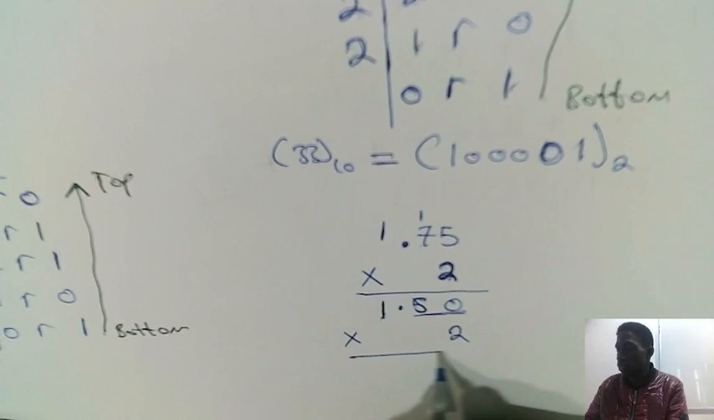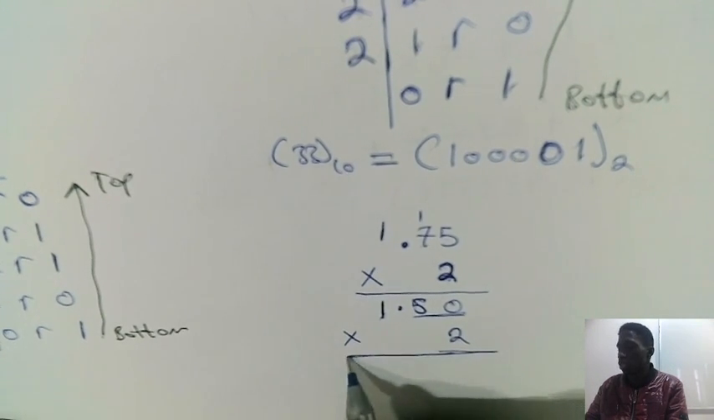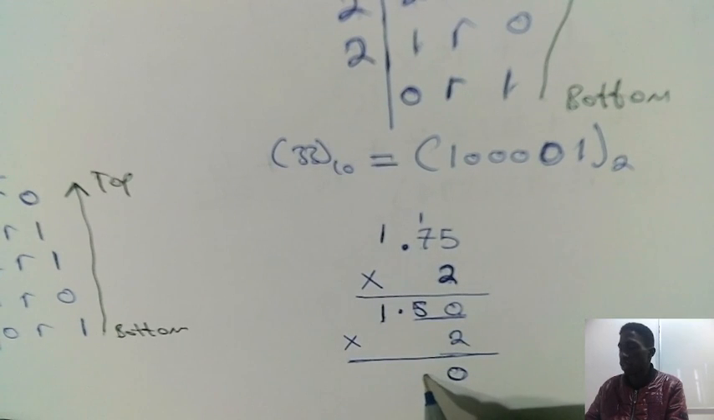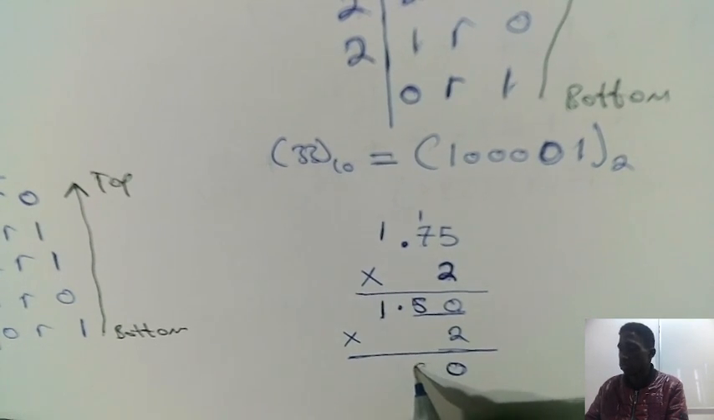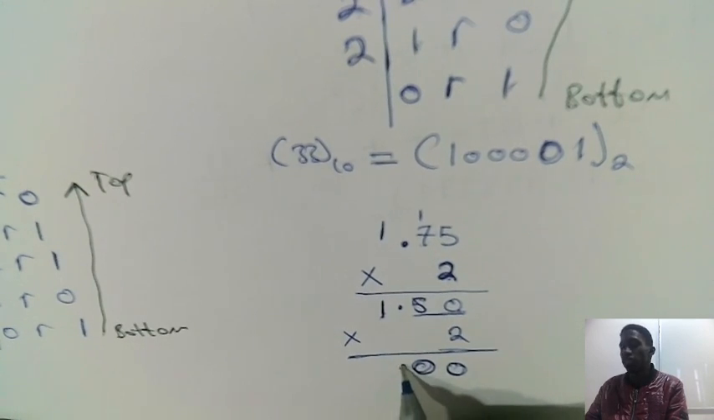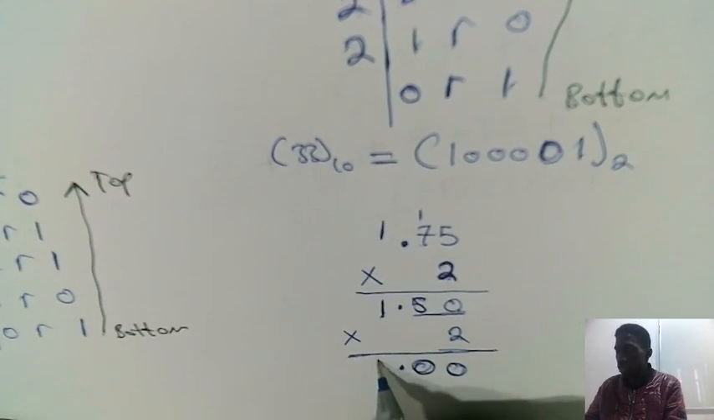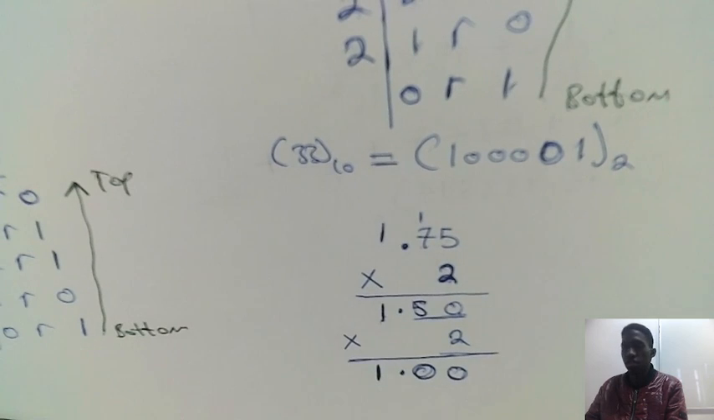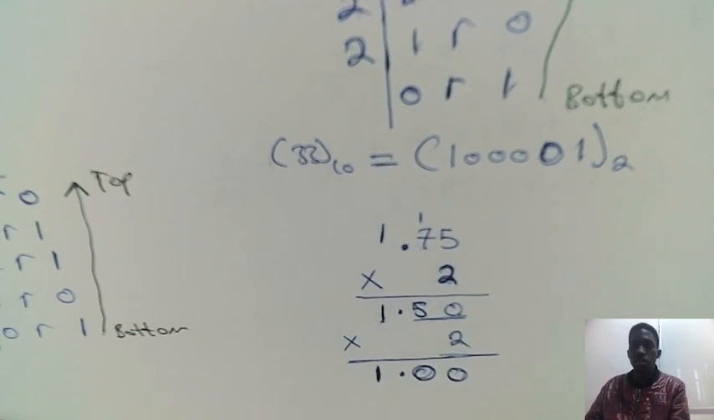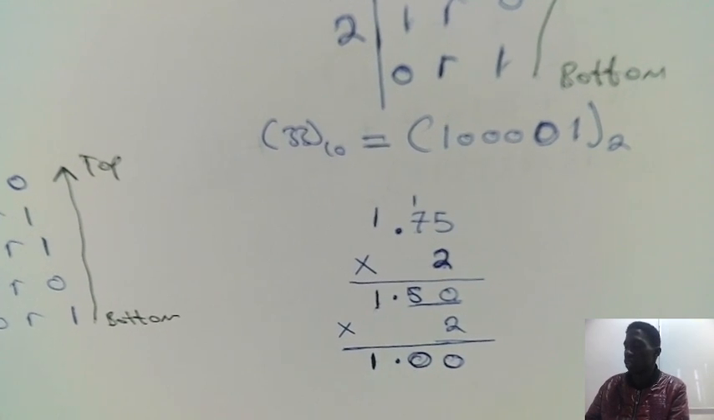For instance, when we multiply by 2 again, 2 times 0 is 0, and 2 times 5 is 10. So I write the 0, and then the 1 that is going to be carried is just going to be written outside here. Just write the 1 up here. And that gives you the answer.